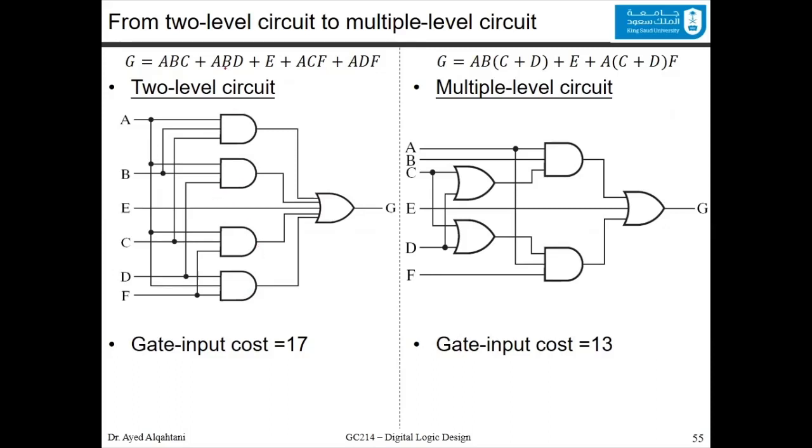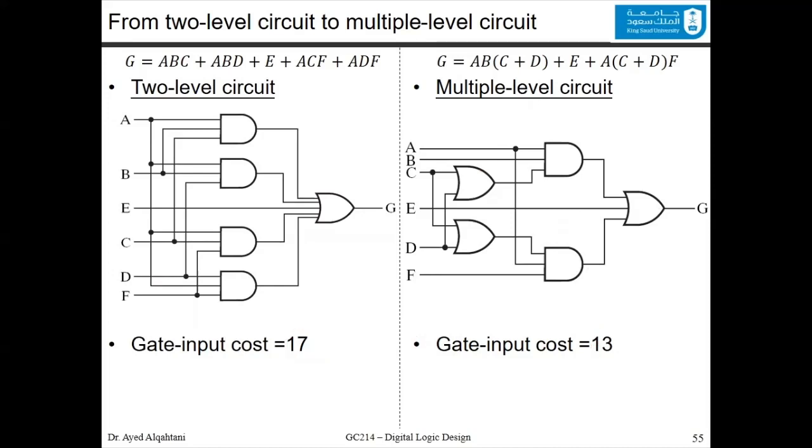Now, you can notice that you can take some common factors here. If you take AB as a common factor, you will end up with C or D. If you take the common factor here, AF, you will end up with C or D. And because of this manipulation, because we are using Boolean algebra here, now it's no longer a two-level circuit. It's a multiple level circuit. And if you try to get the cost, you will find that you reduce the cost from 17 to 13.